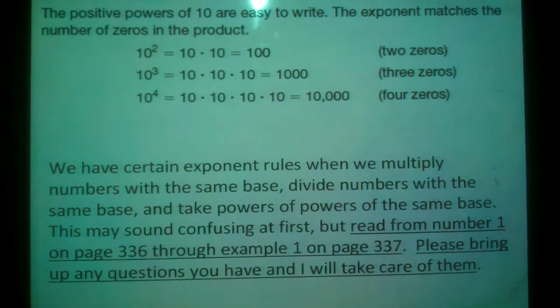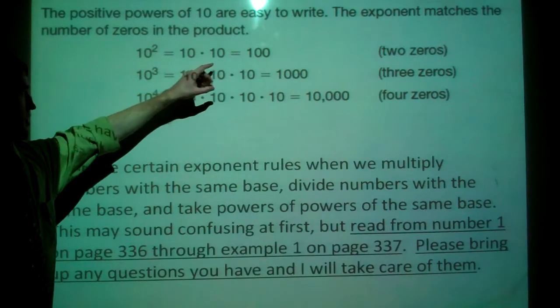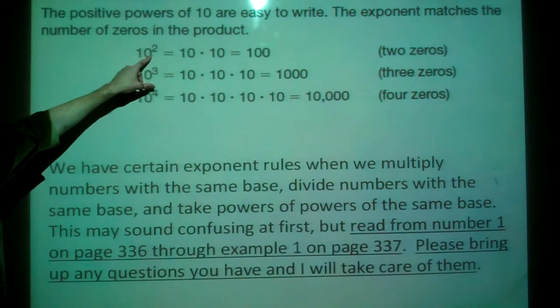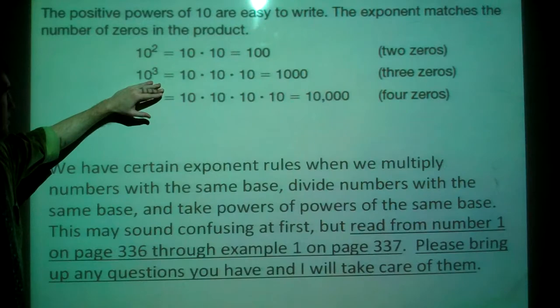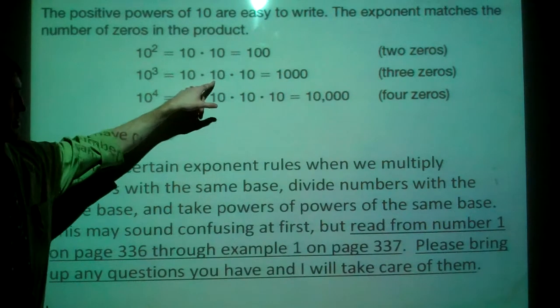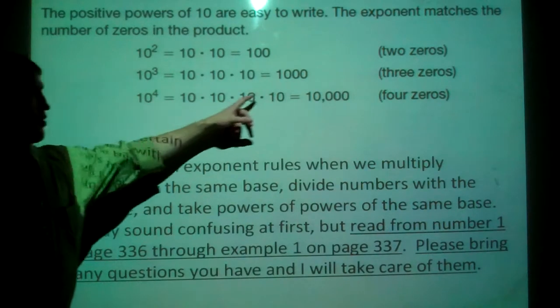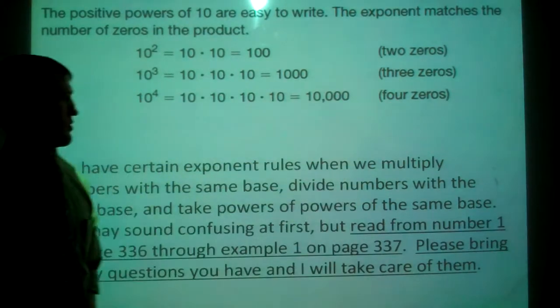Alright. It says here to start off, the positive powers of 10 are easy to write. The exponent matches the number of zeros in the product. So for instance, 10 to the second power means 10 times 10, and 10 times 10 is 100. Or we could have seen that we were going to have two zeros here. Same if we look at 10 to the third power. 10 times 10 times 10 equals 1,000, 1 with 3 zeros. And here we should have 4 zeros, 10,000.